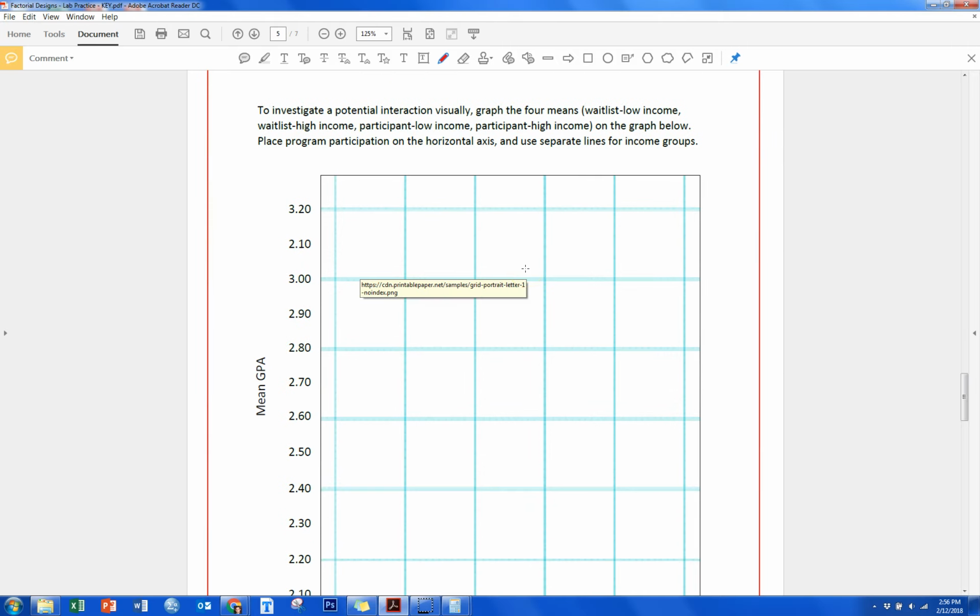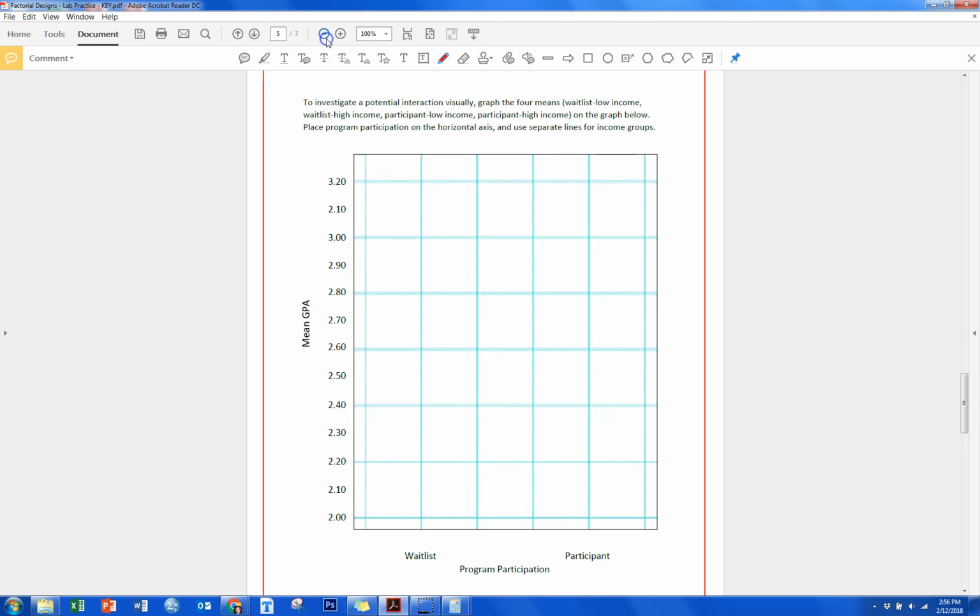So we're going to graph this. When you look at a graph, that can be one of the best ways to detect an interaction. So we're going to graph these four means. Let's start with wait list and participant, and we're going to put high income and low income on different lines. So place program participation on the horizontal, separate lines for income groups.